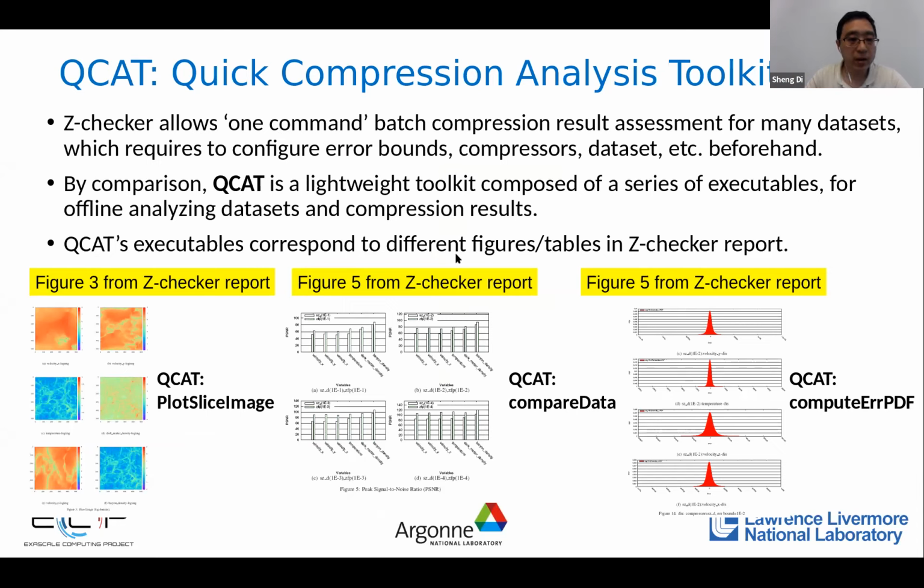Okay, but some users may just want to check a particular metric, for example, the visualization, the compression ratios, or the distributions. To that end, QCAT will be more convenient because QCAT provides a bunch of executables corresponding to different parts of the Z-checker report. For example, if you want to generate the visualization, then you can use the QCAT slice image command. If you want to generate the PSNR or, for example, the distribution of the errors, then you can use the corresponding commands. There are also other commands corresponding to those requirements.